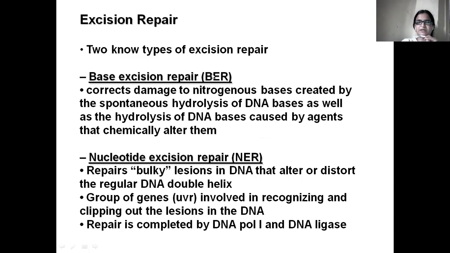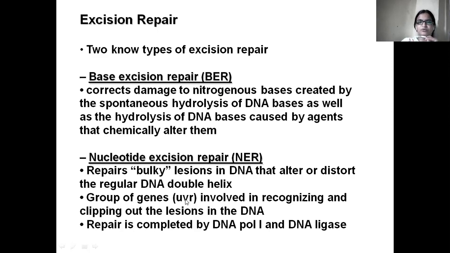Base excision repair: excision means cutting, and base means the base will be removed. Nucleotide excision repair means the total nucleotide will be removed. Base excision repair corrects the damage to nitrogenous bases created by the spontaneous hydrolysis of DNA bases, as well as the hydrolysis of DNA bases caused by agents that chemically alter them. So BER is applicable for spontaneous mutations or chemical mutations, and nucleotide excision repair helps in removing bulky lesions in DNA that distort the regular double helix.